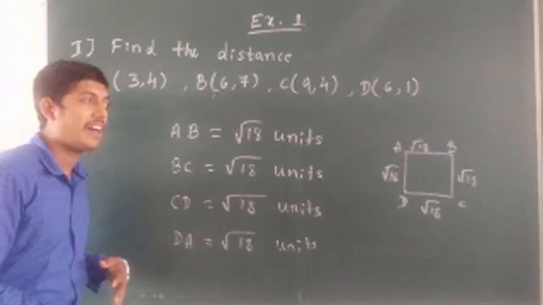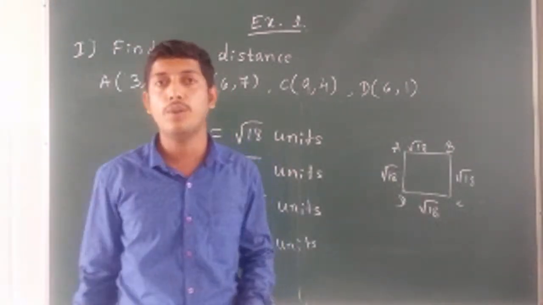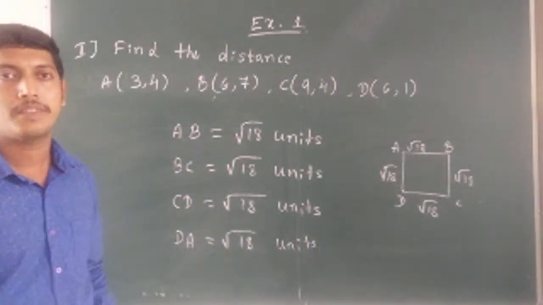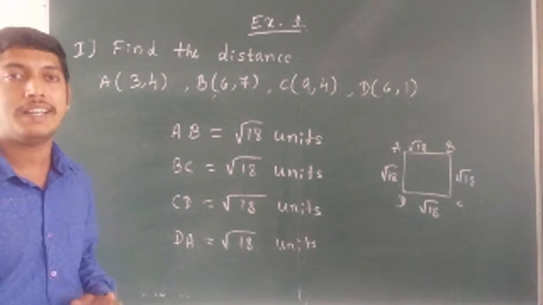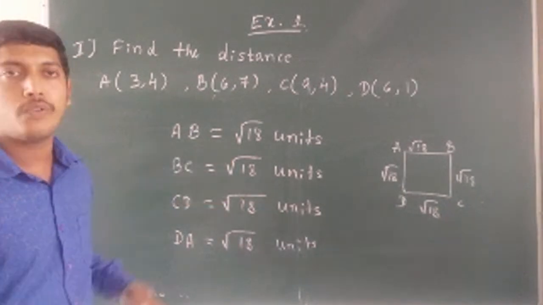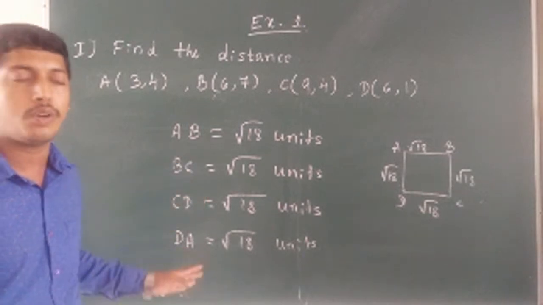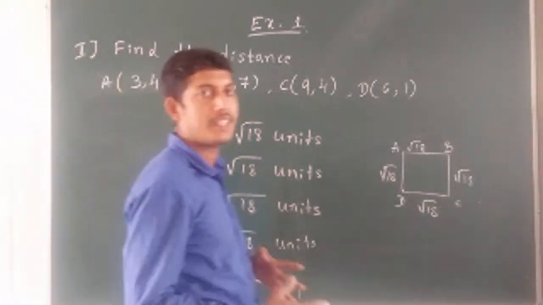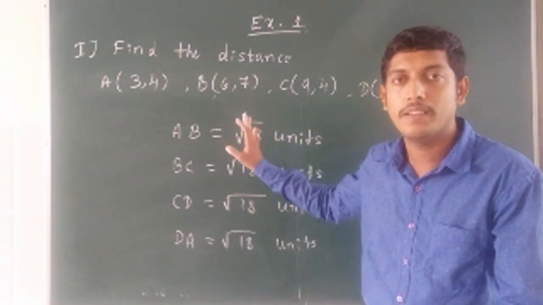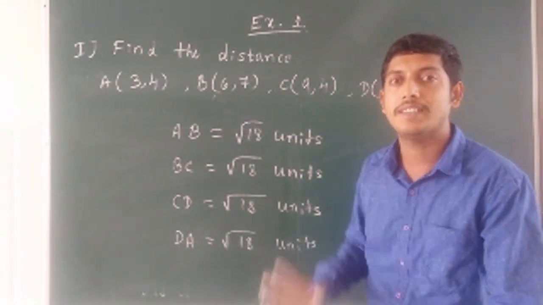In further problems, they give certain points, 4 points, and they ask us to find out which kind of figure these 4 points constitute. For example, if we are given these points, then we can't directly tell this is a square. Here all the sides are equal, all the distances between each pair of points are equal. But we can't tell the given points constitute a square, because in a square all the sides are equal, similarly in a rhombus all the sides are equal.